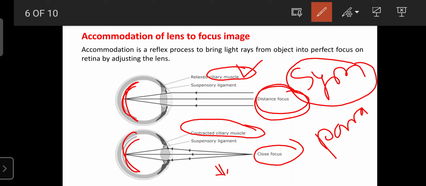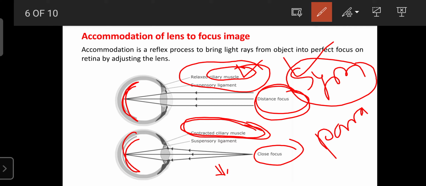Either the size of the lens increases or decreases, or the pupil size increases or decreases, by involving the contraction or relaxation of the ciliary muscle. This is known as the accommodation of the lens. It is regulated by the sympathetic nervous system as well as the parasympathetic nervous system.